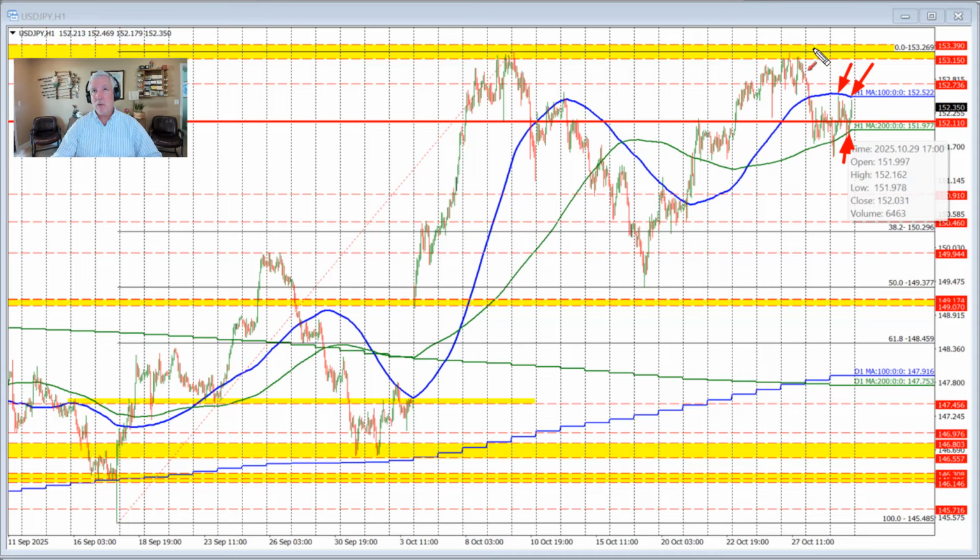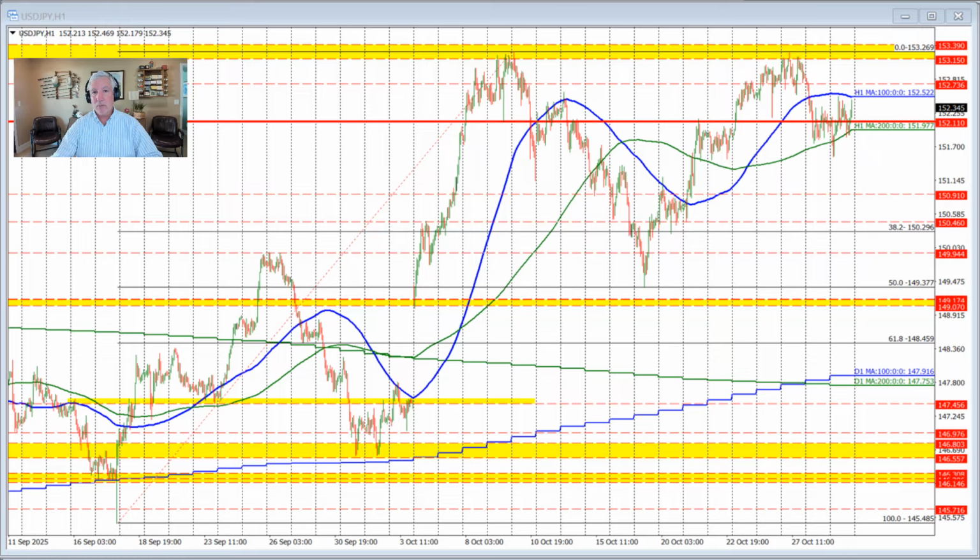Then we'll start to look toward this swing area high up here, which has a number of different swing highs coming in between the 153.15 level and 153.27. There's another swing area high up at the 153.39 level. Ultimately, we're going to need to get above all those levels to increase the bullish bias. If we do find sellers here, then the battle's on in between the 200-hour moving average and the 100-hour moving average. The 200 comes in at 151.97 currently, and moving higher.